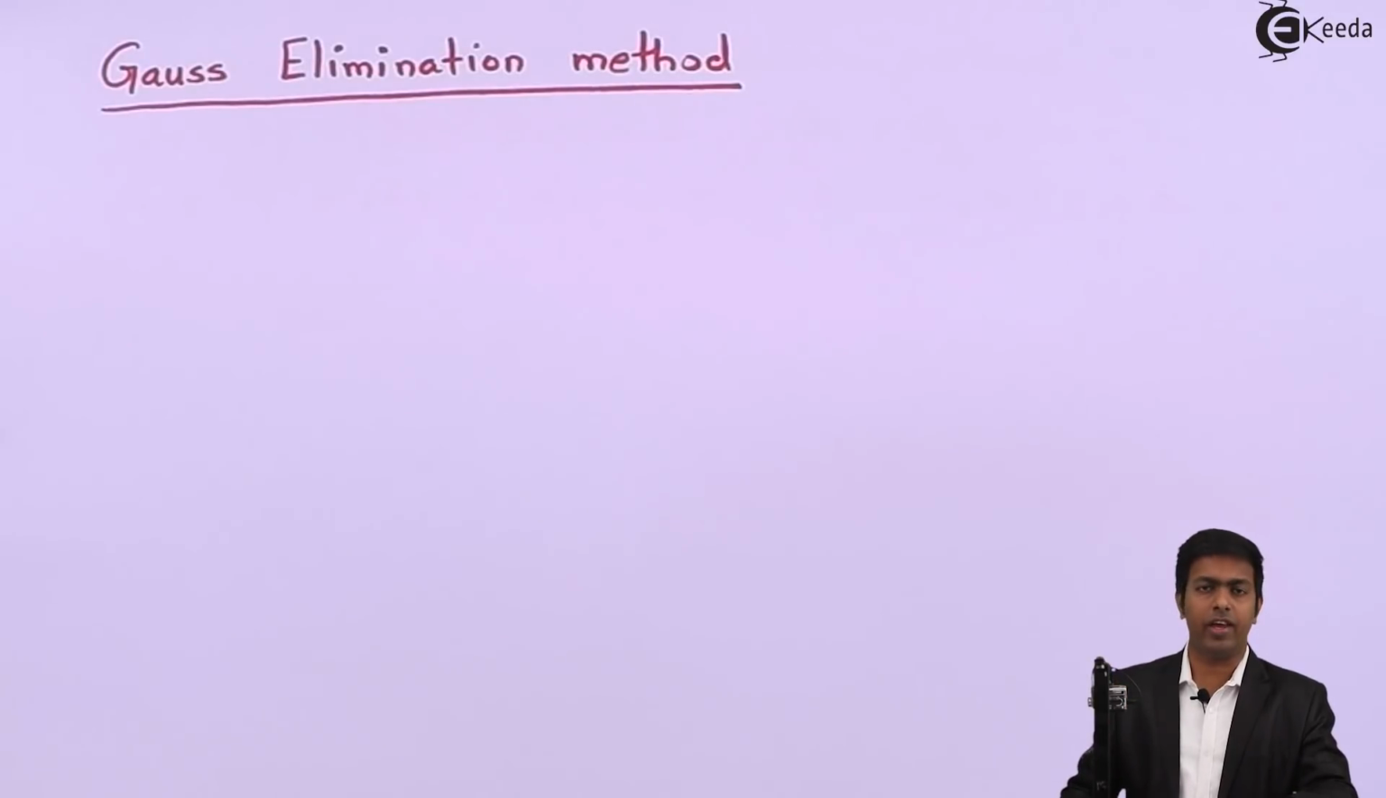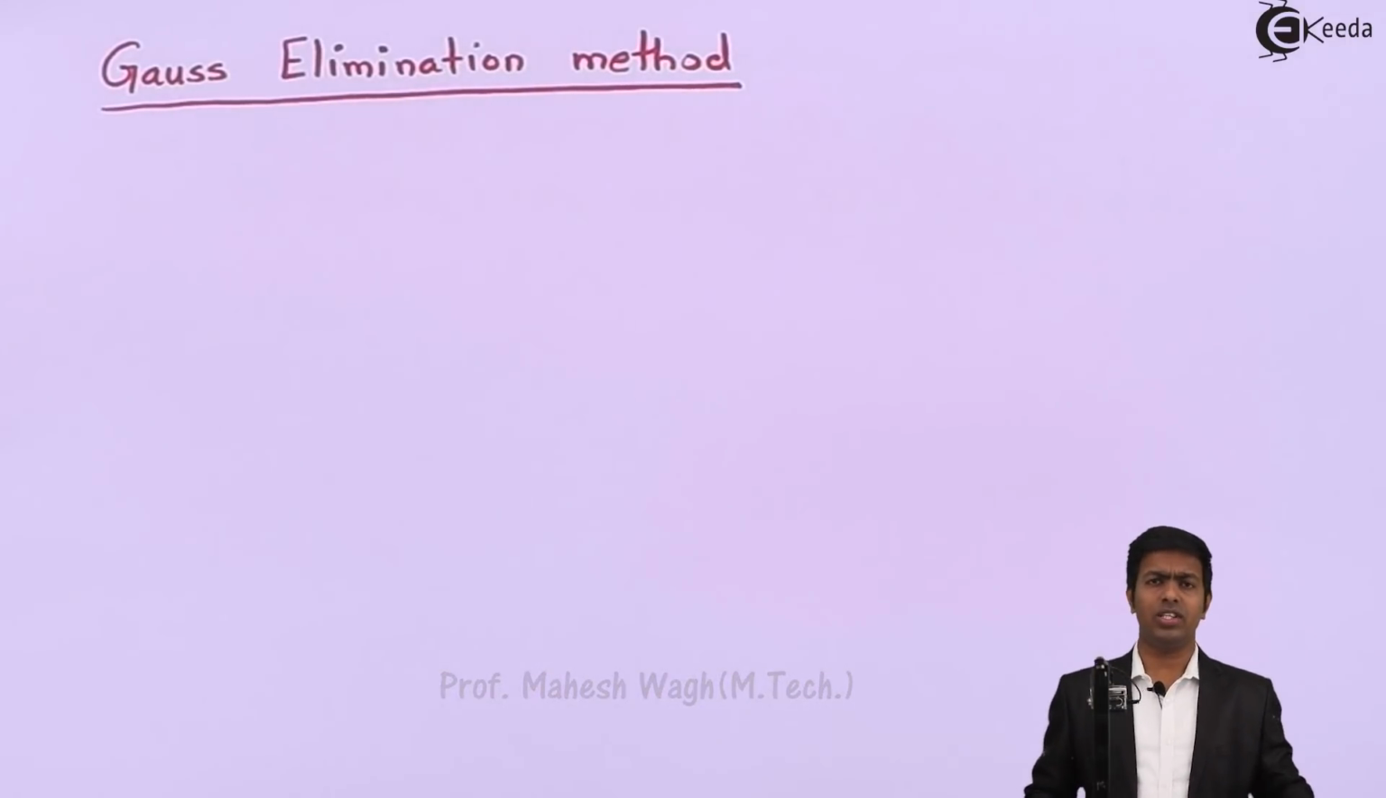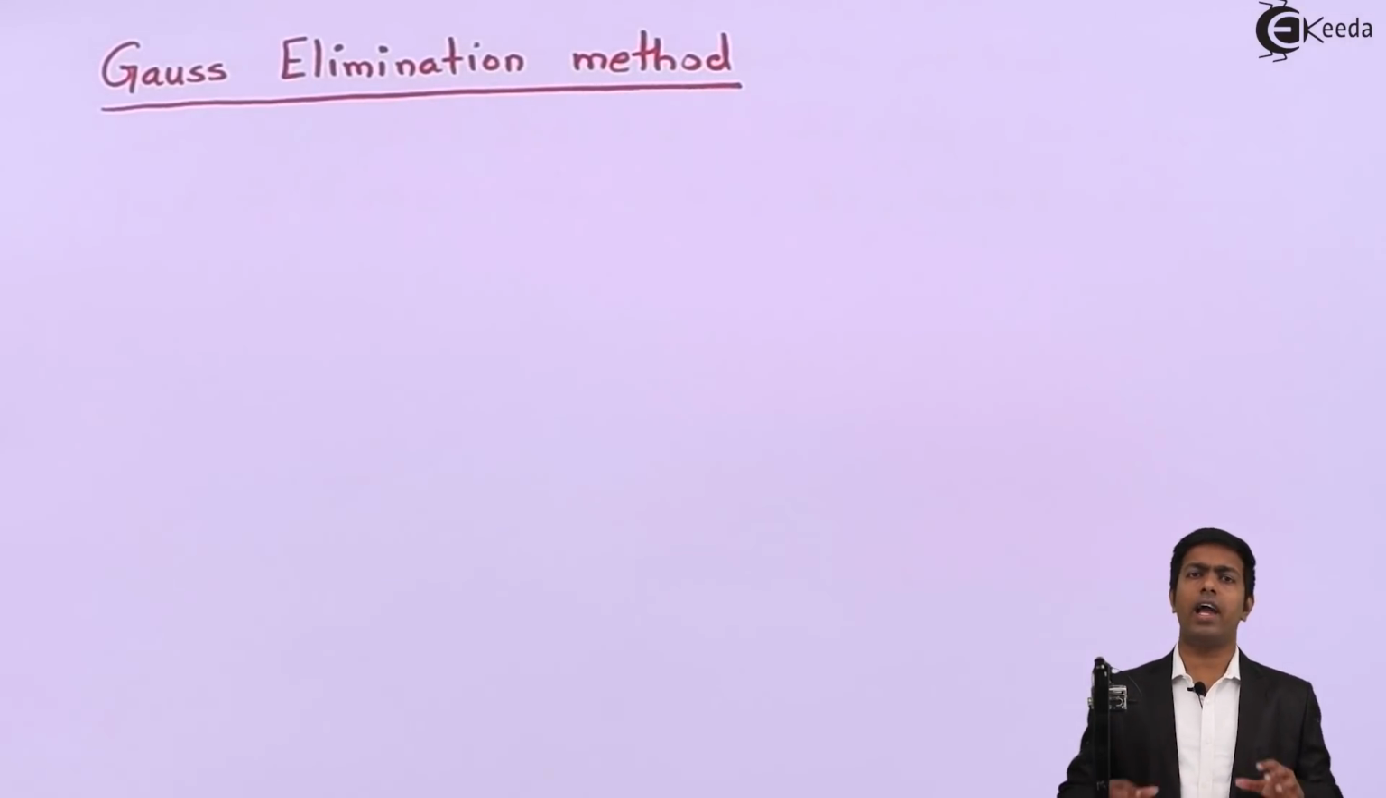Friends, so today we are going to learn a new concept which is called the Gauss elimination method. Now what is the Gauss elimination method and why do we use it in mathematics? Basically, the Gauss elimination method is used to solve simultaneous linear equations.